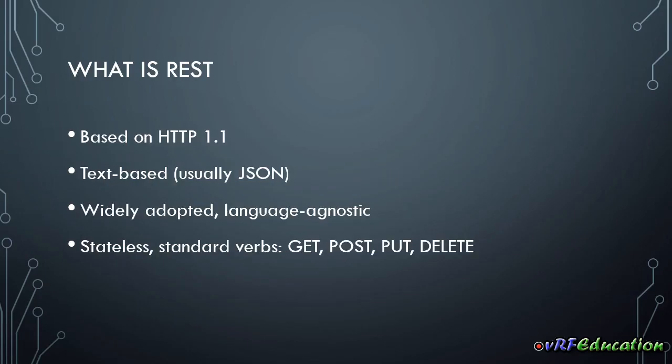So let's see, what is REST? REST is an architectural style, and a RESTful API is somehow the realization or implementation of that architectural style, and it's based on HTTP version 1.1. It uses JSON as its base messaging format, and it's text-based. It has some advantages and disadvantages, and we will talk about it in future slides.